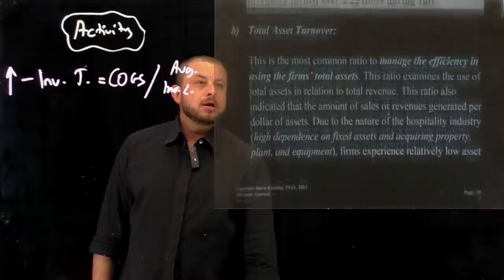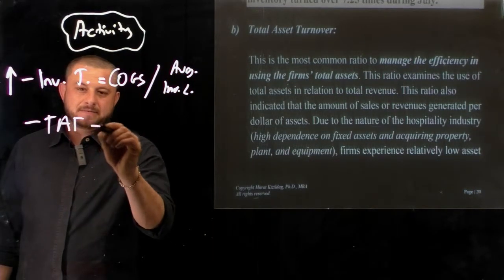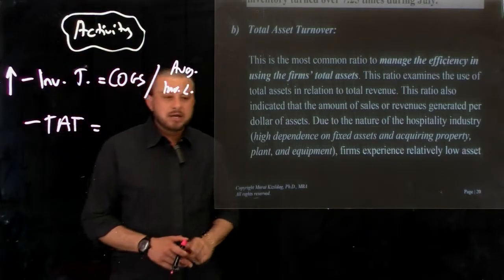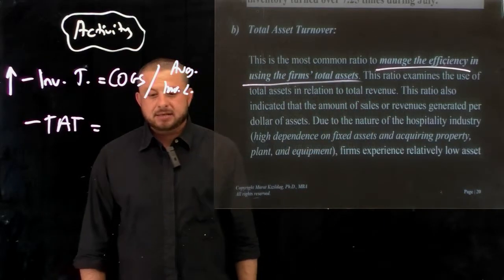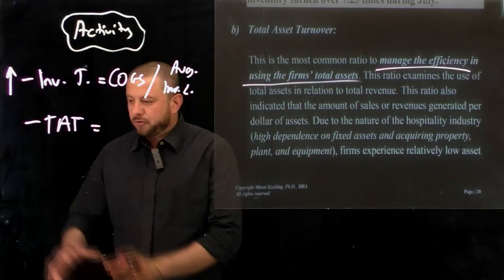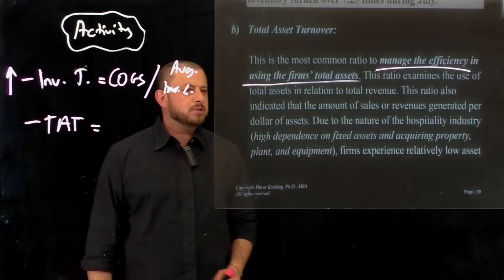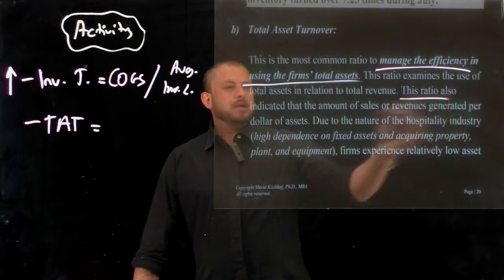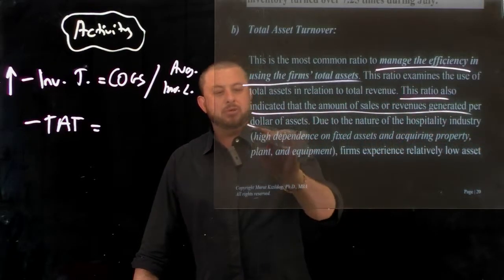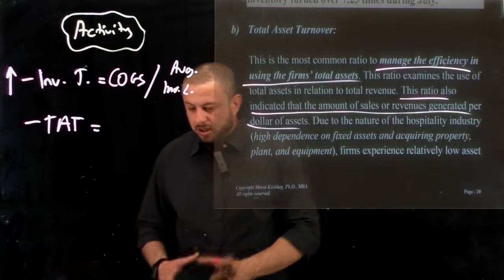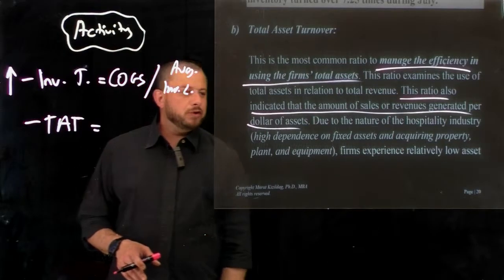Total asset turnover, TAT, is another one because it shows management efficiency in using the firm's total assets to generate revenues, and therefore the profits that we keep as retained earnings so we can utilize them for other purposes. This ratio also indicates the amount of sales or revenues generated per dollar of assets. Per dollar of assets you have in your operations, how much revenue you are generating.